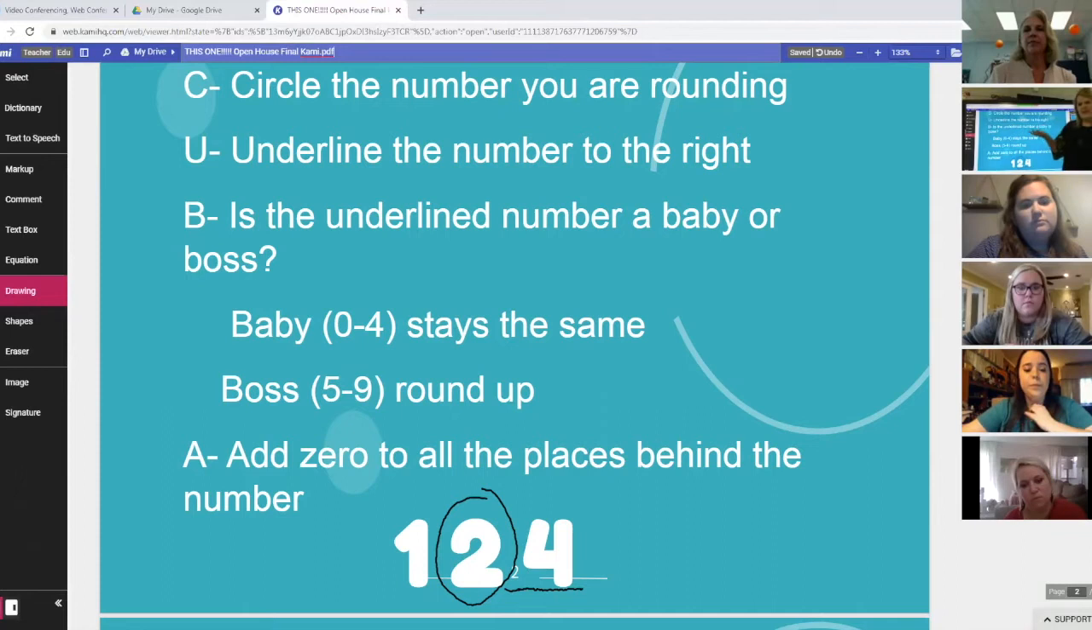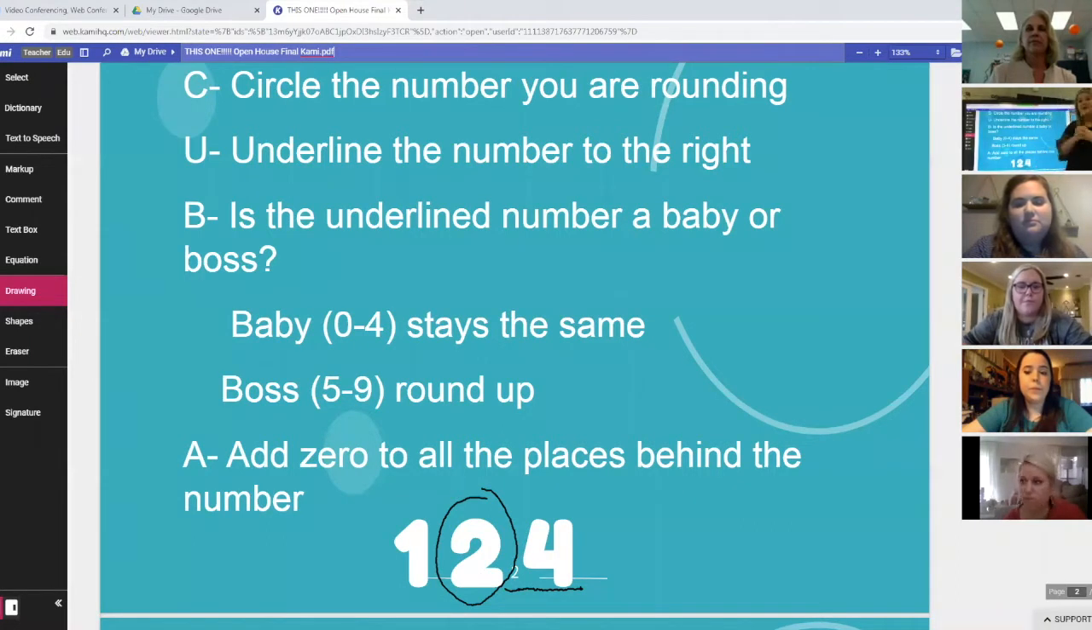And then we're going to look at that number and say, is this a baby? Is that a number from 0 to 4, or a boss, a number from 5 to 9? So I'm going to look at this 4 and say, well, that 4 is a number from 0 to 4, so it must be a baby, which means the number is going to stay the same. So my 2, I'm not going to change it. It's going to stay the same.